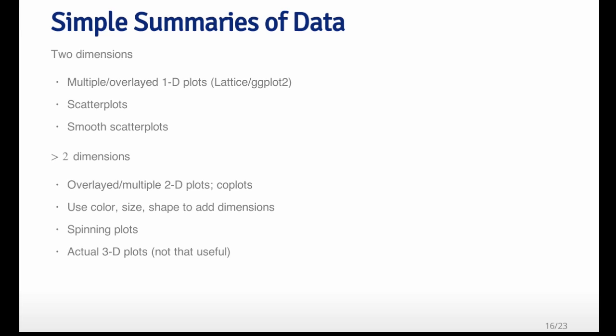But often the most useful techniques are to take 2-dimensional plots and array them or organize them in a special way so that you can look at a third variable or even a fourth variable. And so we'll talk a little bit about these methods. You can also use things like color and size and shape of plotting symbols to add dimensions to your data.